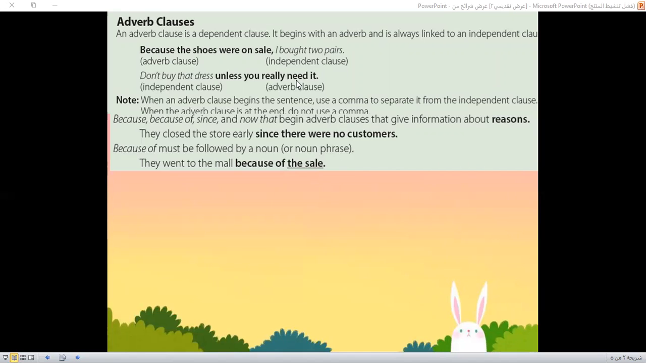Today, inshallah, we're going to talk about adverb clauses. An adverb clause is a full sentence that has two parts. An adverb clause is a dependent clause. It begins with an adverb and is always linked to an independent clause. So adverb clause sentences have two parts: the part that has the adverb clause and the part that has the independent clause.